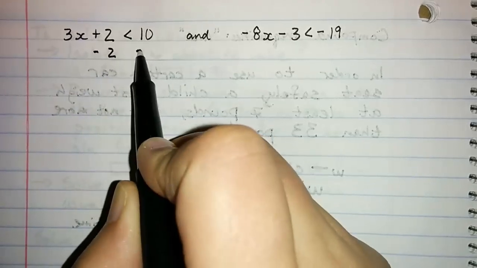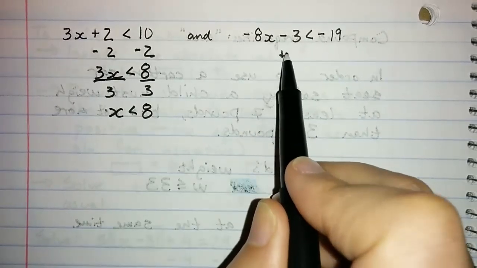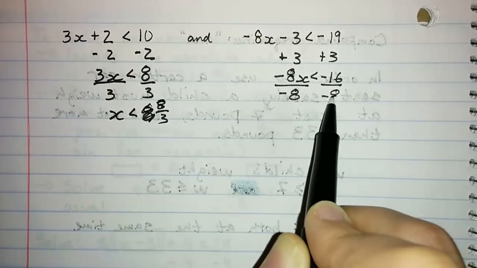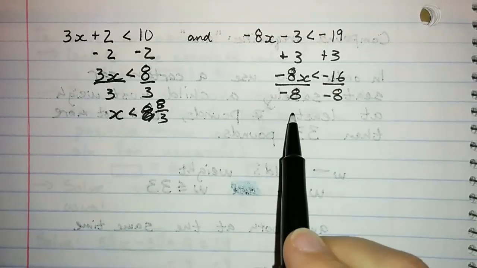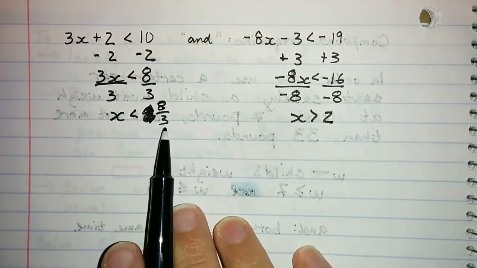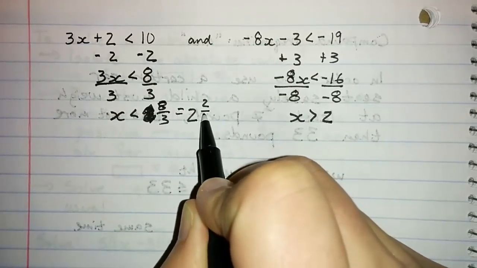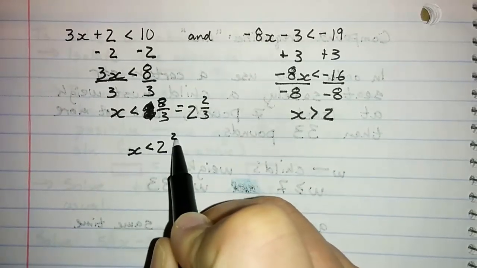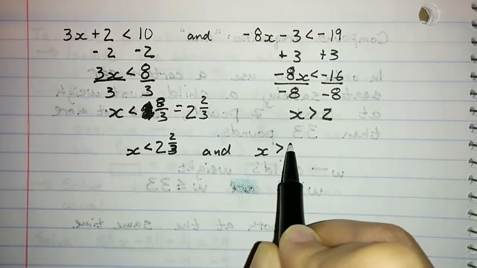We'll subtract 2 on both sides here. We'll divide both sides by 3. Over here we'll add 3 to both sides. We'll divide both sides by negative 8. And what has to happen when we divide both sides by a negative number? Right, the inequality reverses. I want to plot 8/3 on the number line. Mixed numbers are my friends here, so I'll note that 8/3 is 2 and 2/3. So my solution is x is less than 2 and 2/3, and x is greater than 2.